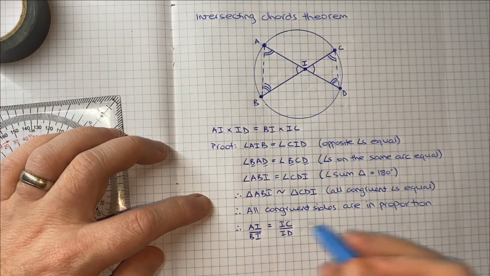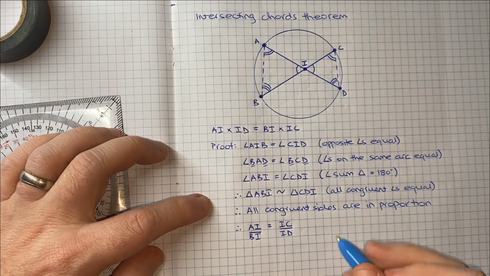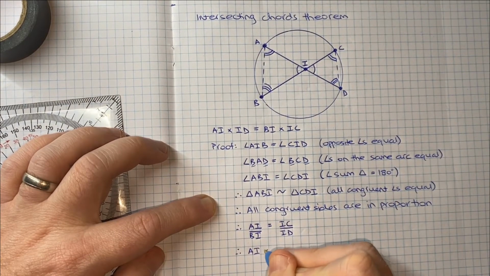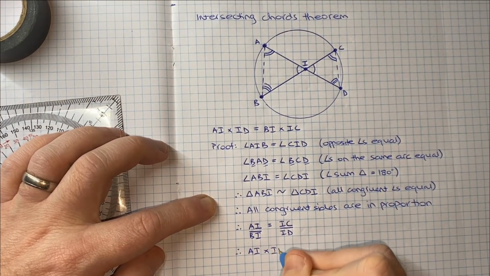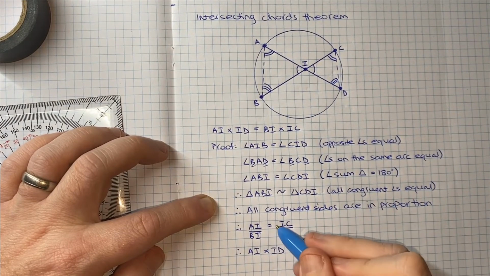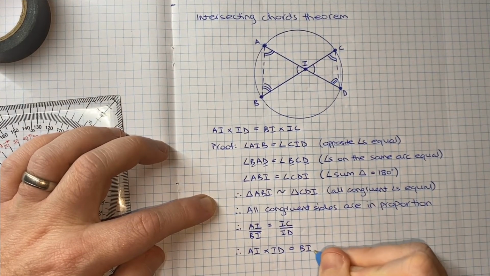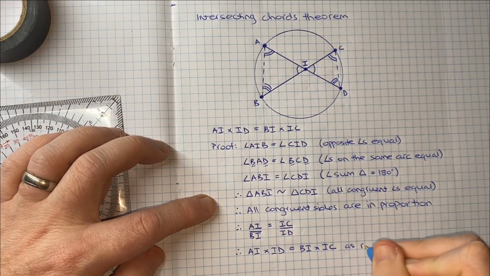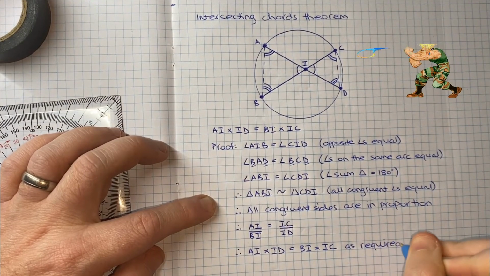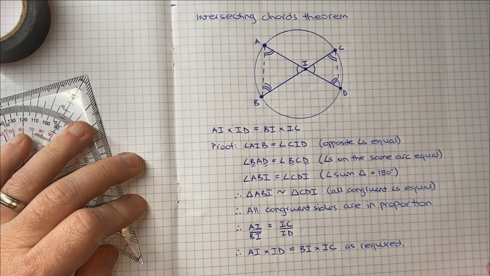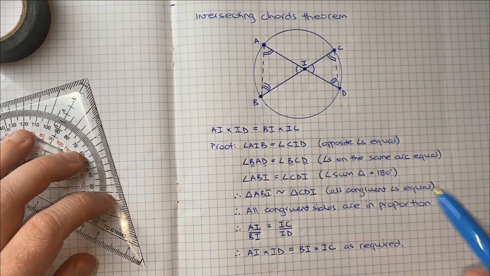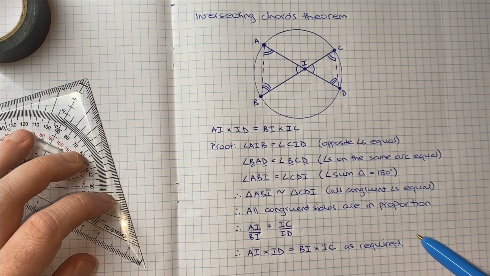And now, very simple arithmetic, just multiply the denominators up, and we get AI times ID is equal to, I'll bring the BI up, so BI times IC. And that's exactly what the intersecting chords theorem states. So that's as required. Boom! Alright, so that's how you prove the intersecting chords theorem. The proof is fairly simple, just using the rules of similar triangles.